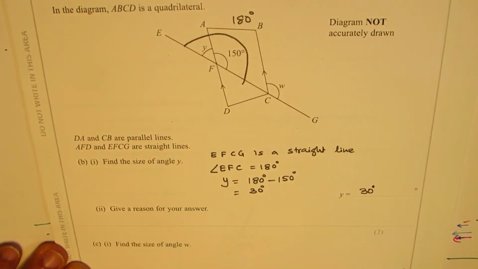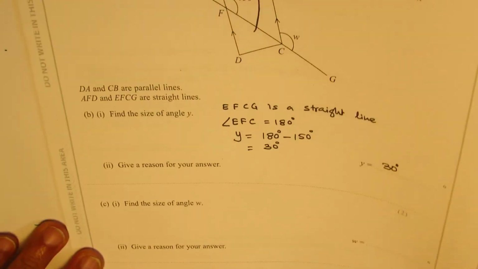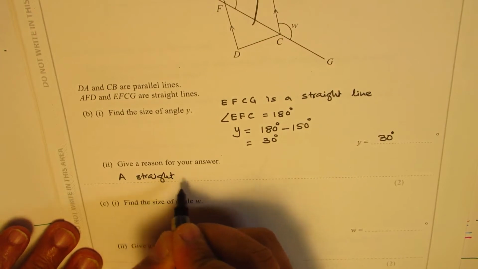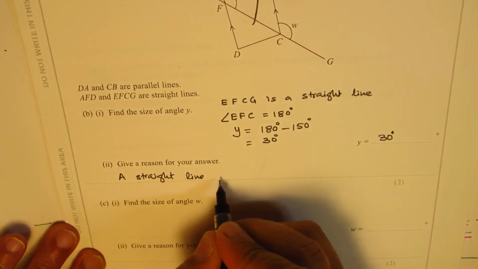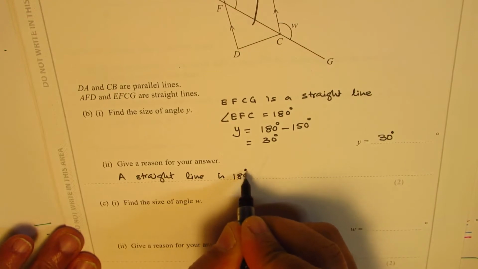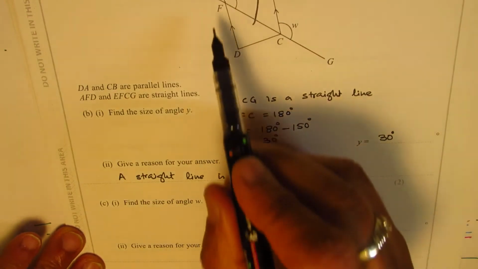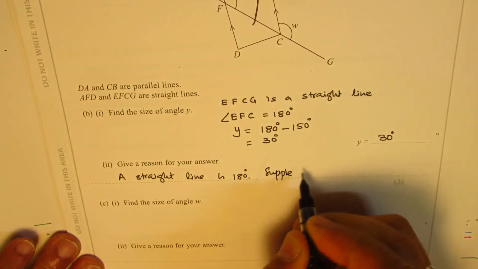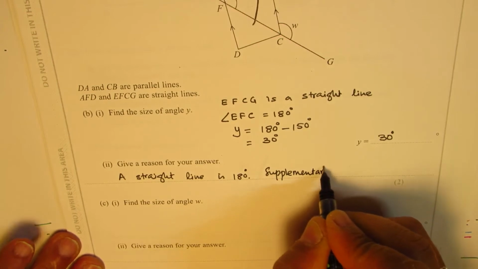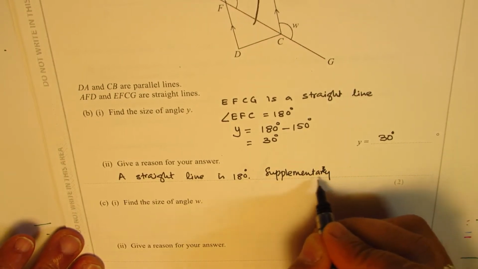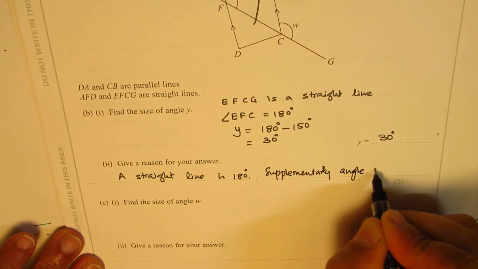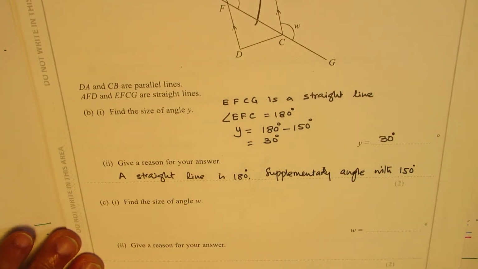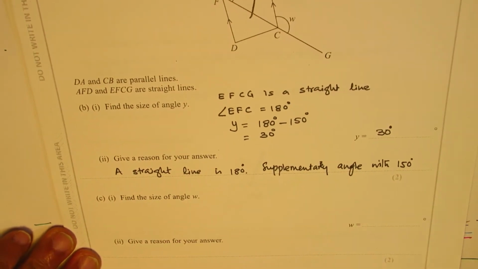We need to give a reason for your answer. The reason is this, right? A straight line is 180 degrees, right? So part angle is, so it's a supplementary angle with 150 degrees. So the total is 180 minus 150, right? So the combination is 180.